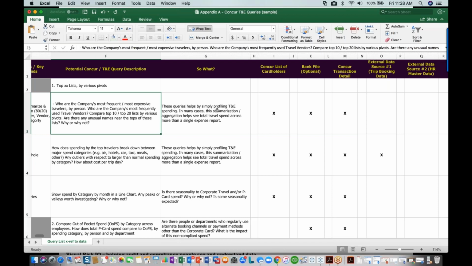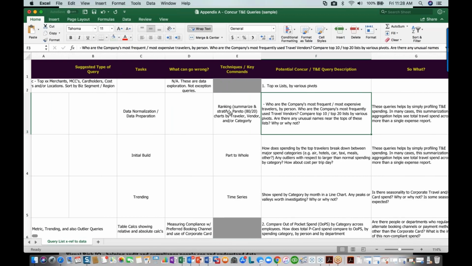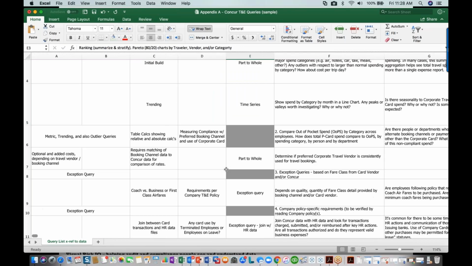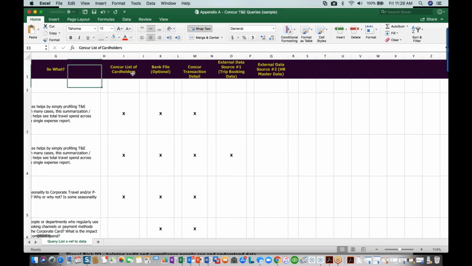We also record so what, right? These are two of the most powerful questions an auditor can ask. So what? Why is this important? We're indicating that we're going to perhaps look at this with a ranking query or a Pareto chart. We're going to be doing time series analysis. And then out to the right, we're also listing the digital data files that we need to answer the English language questions that we're going to be documenting during our brainstorming session.